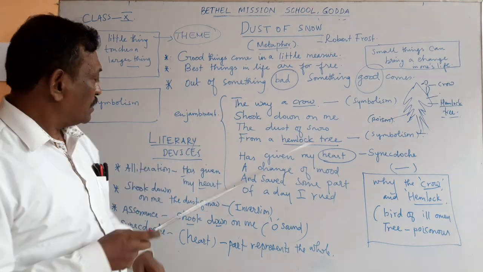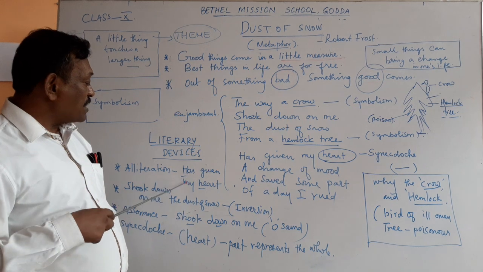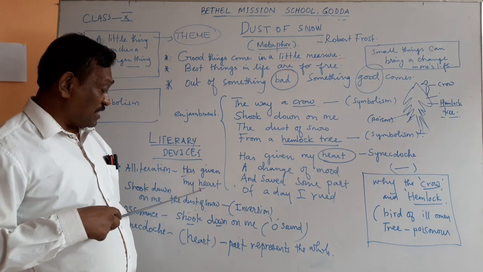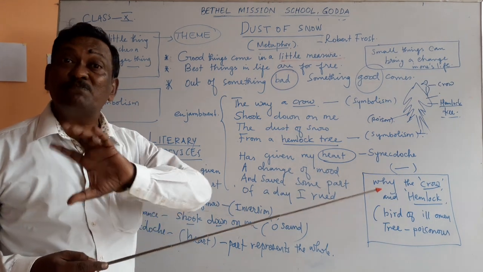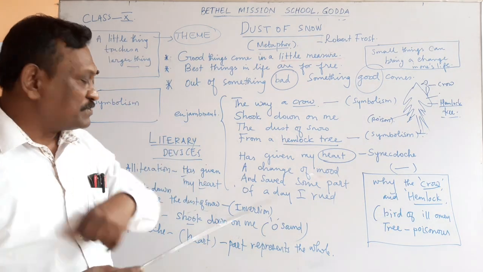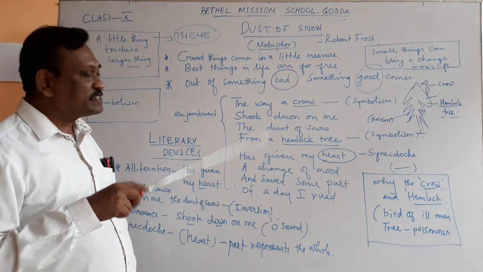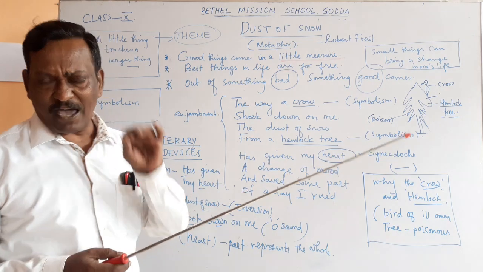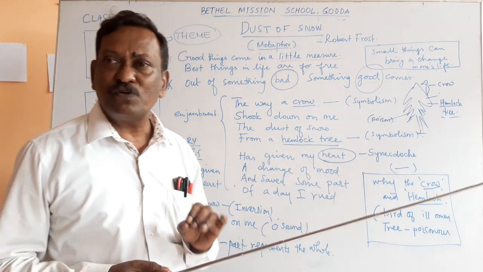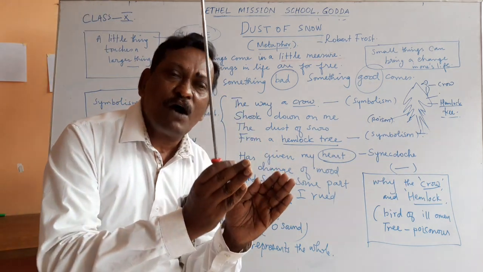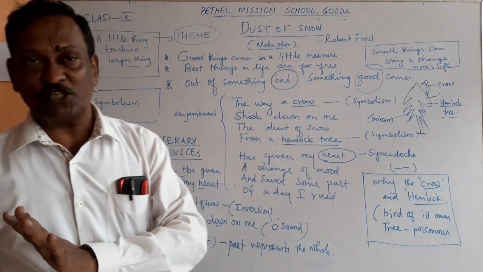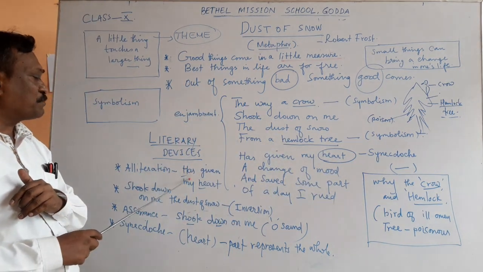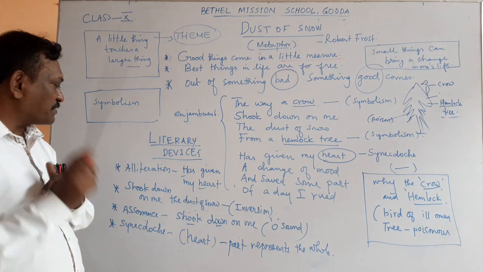They are repeated. Here you see, has given my heart. So here there is H and again there is H. So the H sound is repeated. When the H sound is repeated, we can call this device alliteration. Remember, alliteration is a literary device in which you find the same sound or the same word repeated. Here we have the words starting with H, has and heart.